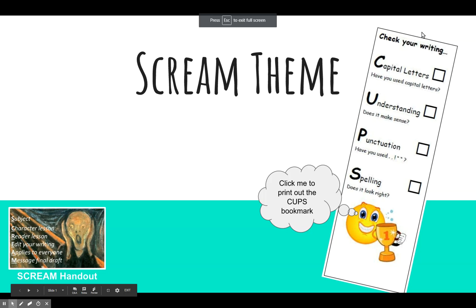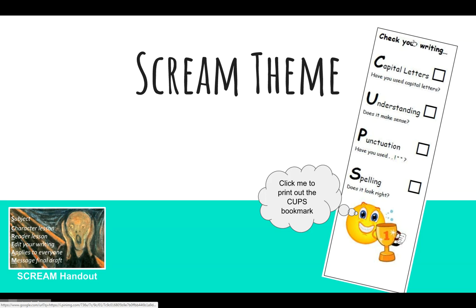So, we're going to talk about how to figure out theme. Now, one of the steps, E, stands for edit. Right here, where it says check your writing, this is one way you can check your writing. Cups, C, capital letters. Do you have your capital letters? Some people forget that. It's an easy thing to forget. Double check. Does it make sense when you read it back to yourself?